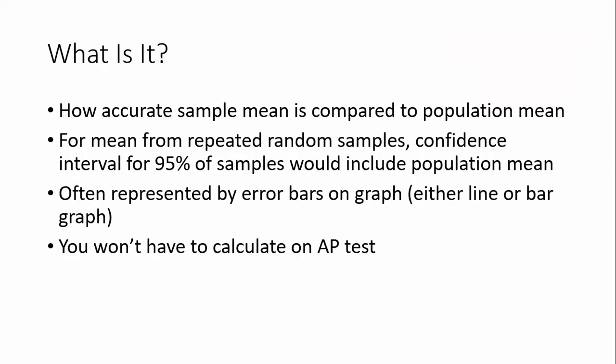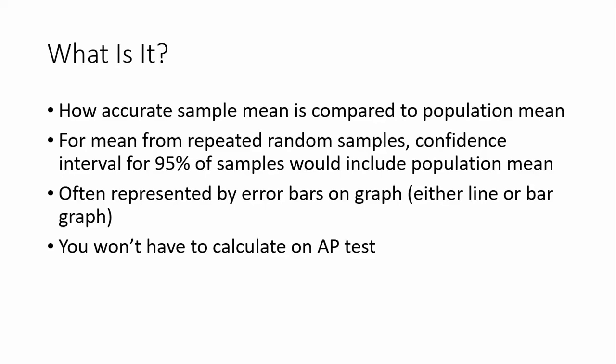It is, just like with standard error of the mean, trying to figure out how accurate your sample mean is compared to the mean of the entire population. So if you're taking a mean from repeated random samples, your confidence interval means that 95% of the samples you're taking would include the population mean within that range. It's often represented by error bars on the graph.